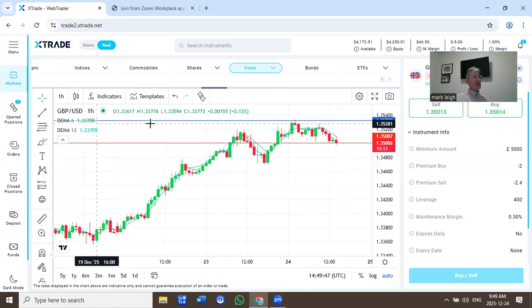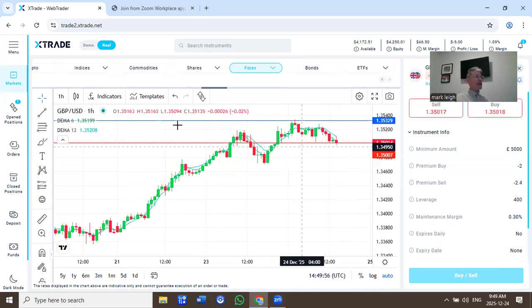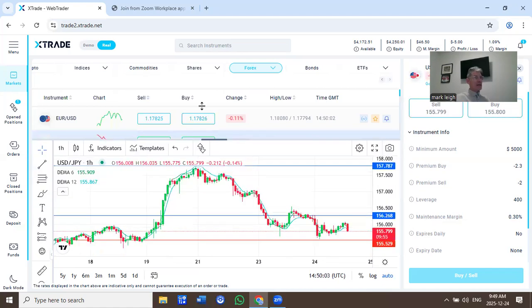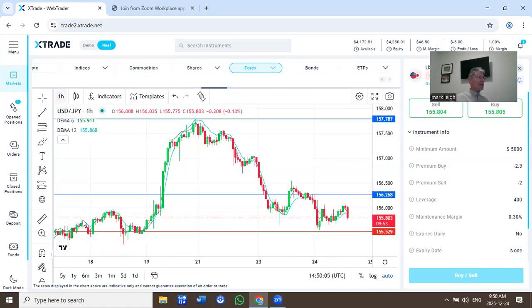Sellers of pound, buyers of US, if US strength is able to maintain and add to what we've so far seen, sellers will be looking below this 135 level. Let's have a look at the US against the yen. I'll start off on the daily.